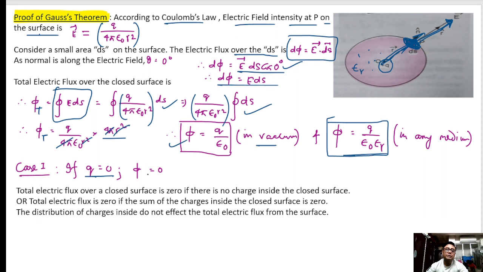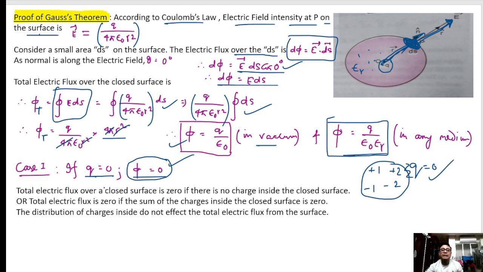Now if q equal to 0, phi is 0. That means if there is no charge inside the surface, there is no flux. Or if the sum of the charges is 0, suppose inside it there is a plus 1 coulomb, a minus 1 coulomb, a plus 2 coulomb, a minus 2 coulomb. Although there are charges, the sum of the charges is 0, and again the flux will be 0. So there will be no flux coming out if there is no charge inside the closed surface, or the sum of the charges is 0.